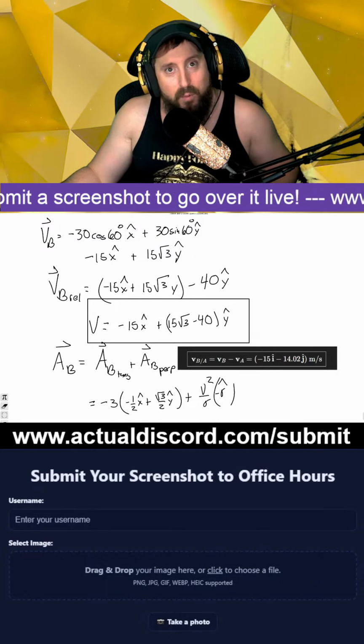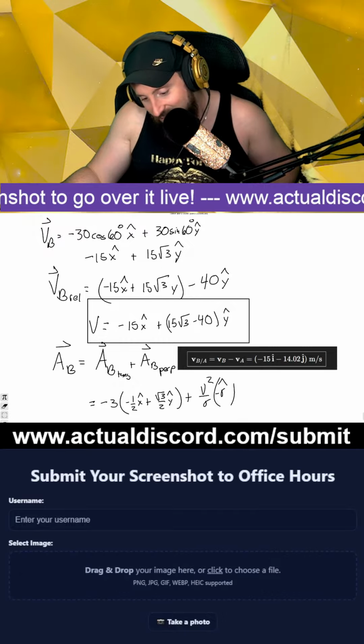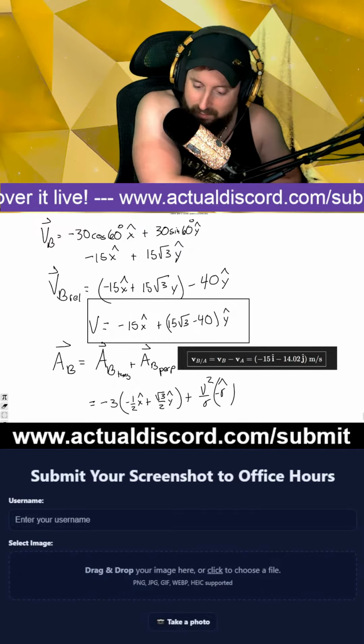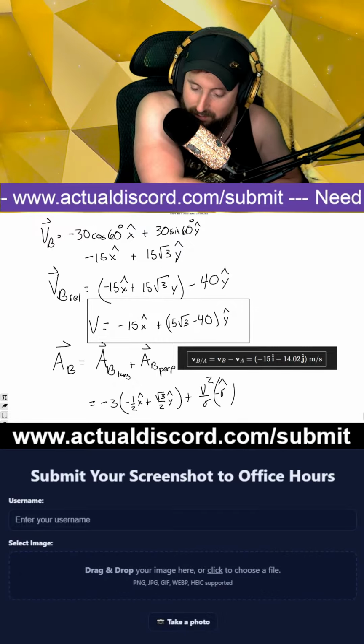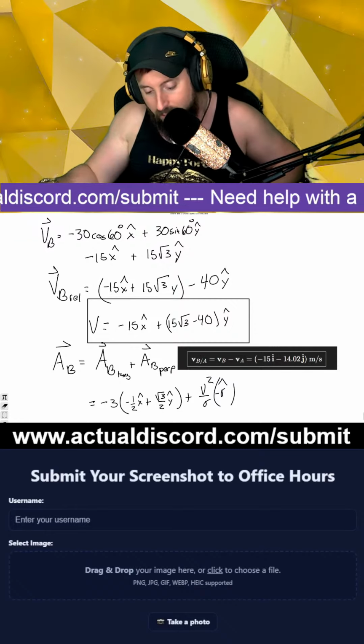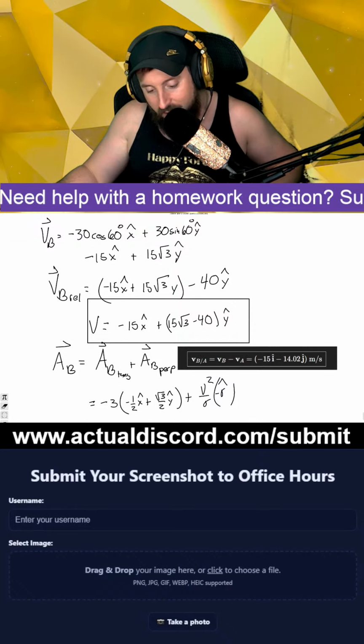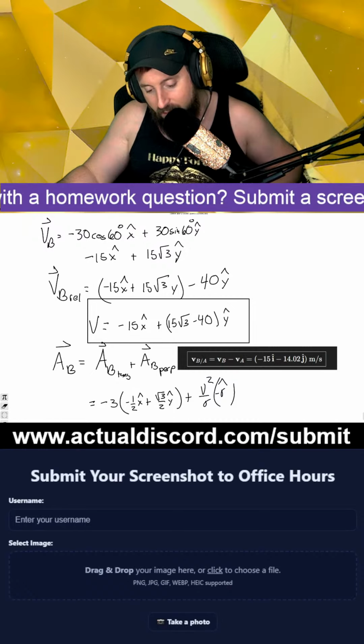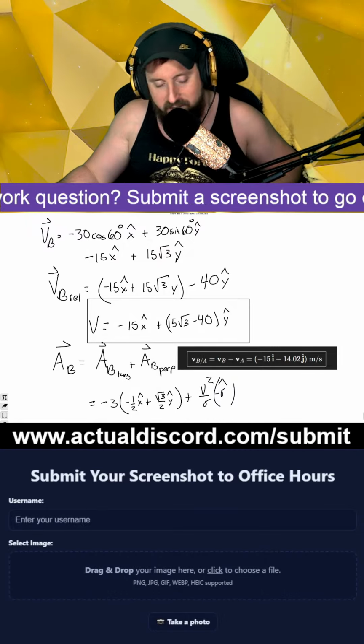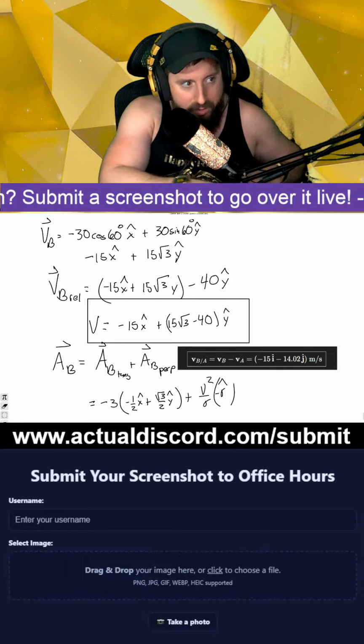Yeah, dopamine. Oh, you okay? Cool. I can call y hat as e_y and x hat as e_x. Yeah, I've seen that before too. That's totally legal.